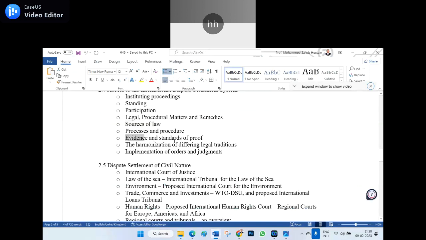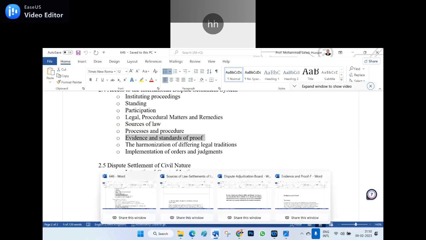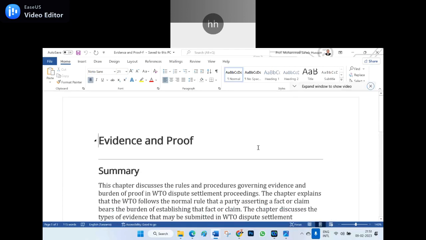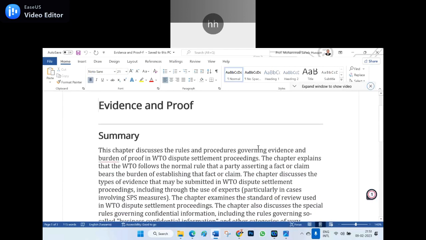See, participation is there, evidence and standard of proof. Did you see it? Evidence and standard of proof also there. So now let us see what is the evidence and the standard of proof. In summary, the chapter discusses the rules and procedures governing the evidence and burden of proof in WTO dispute settlement proceedings. Because it is WTO also international, is it or not? Say yes.